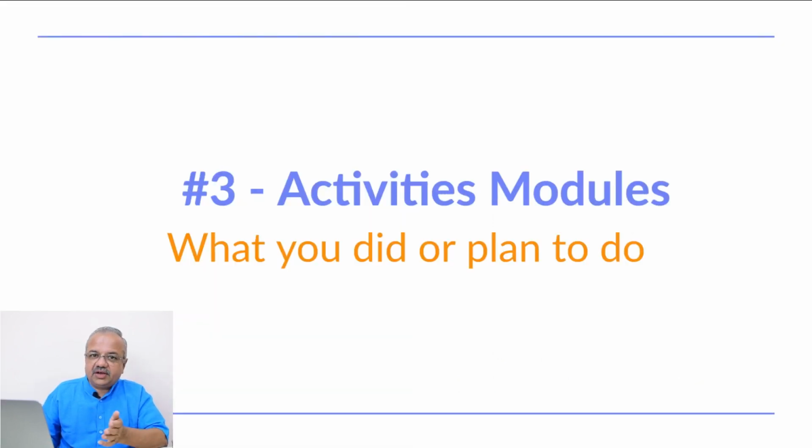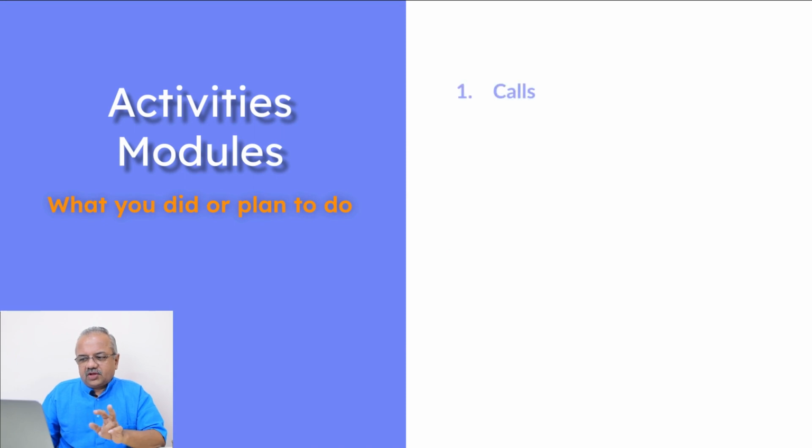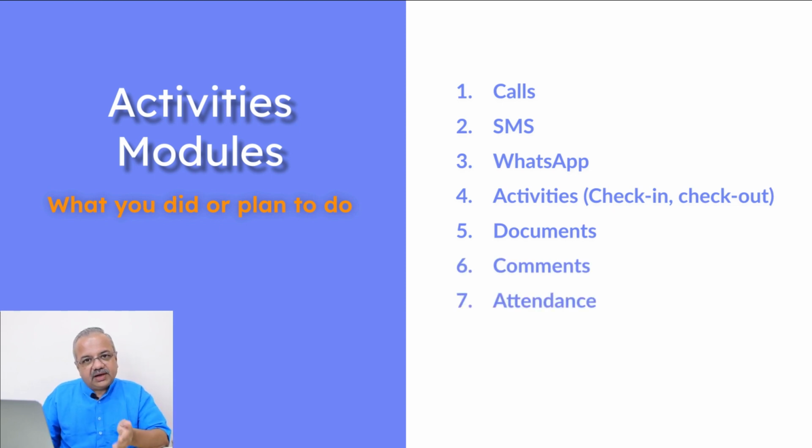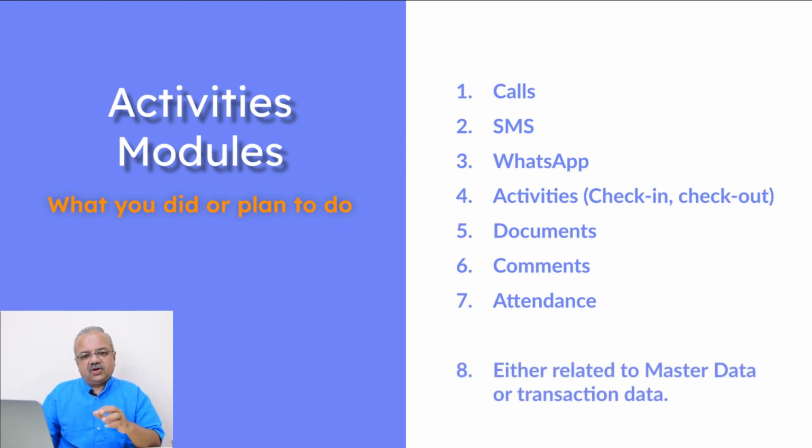Let's see what activities are. Activities are something you did or plan to do. Both can be called activities. Calls, SMS, WhatsApp, email, check in, check out are activities. You attach a document, that is an activity. You comment on a record, that is an activity. You mark the attendance, that is an activity. All these activities are related to either the master data or the transaction data. Activities are the main thing that we keep doing throughout the day.